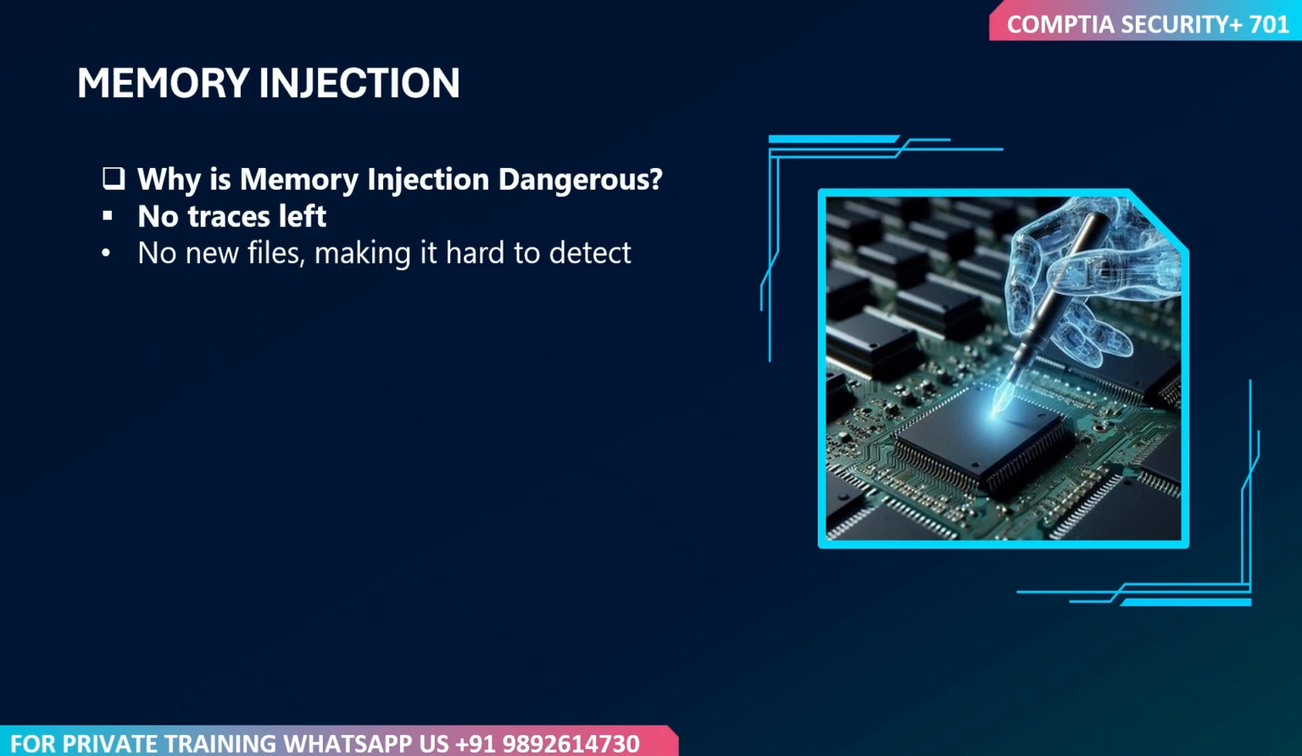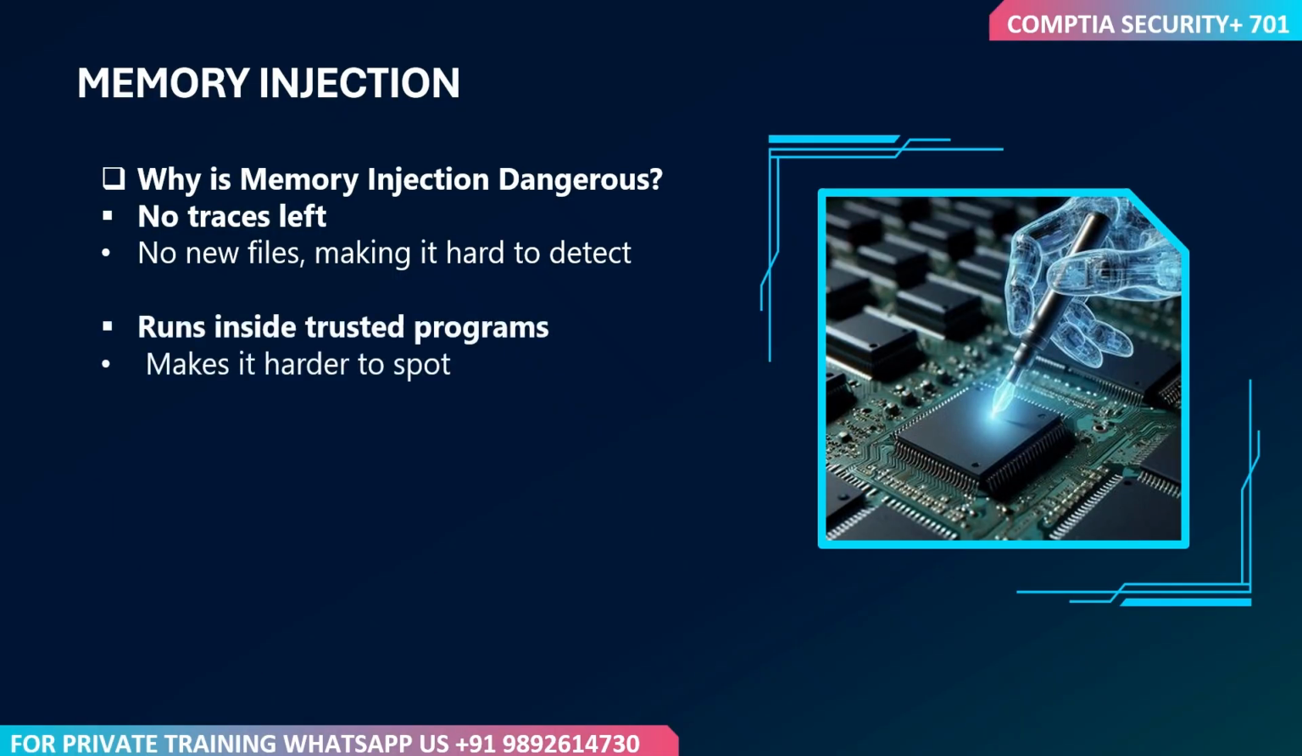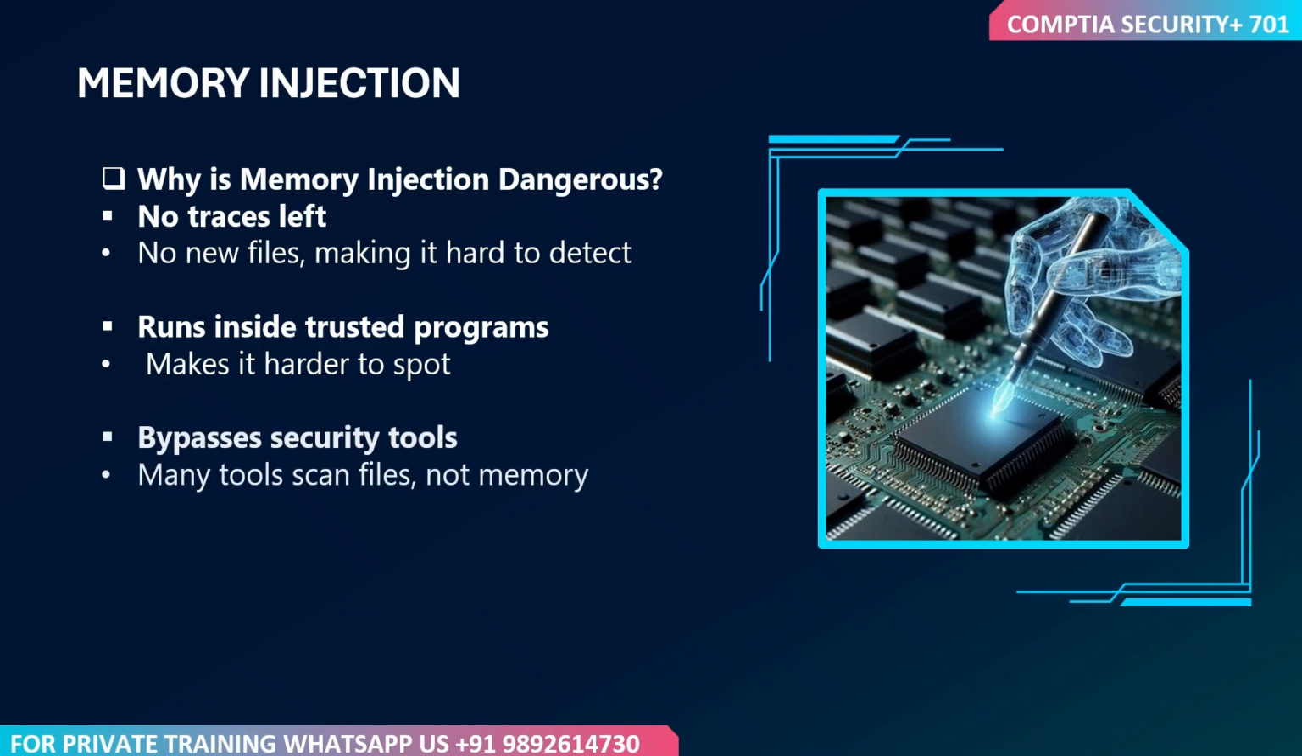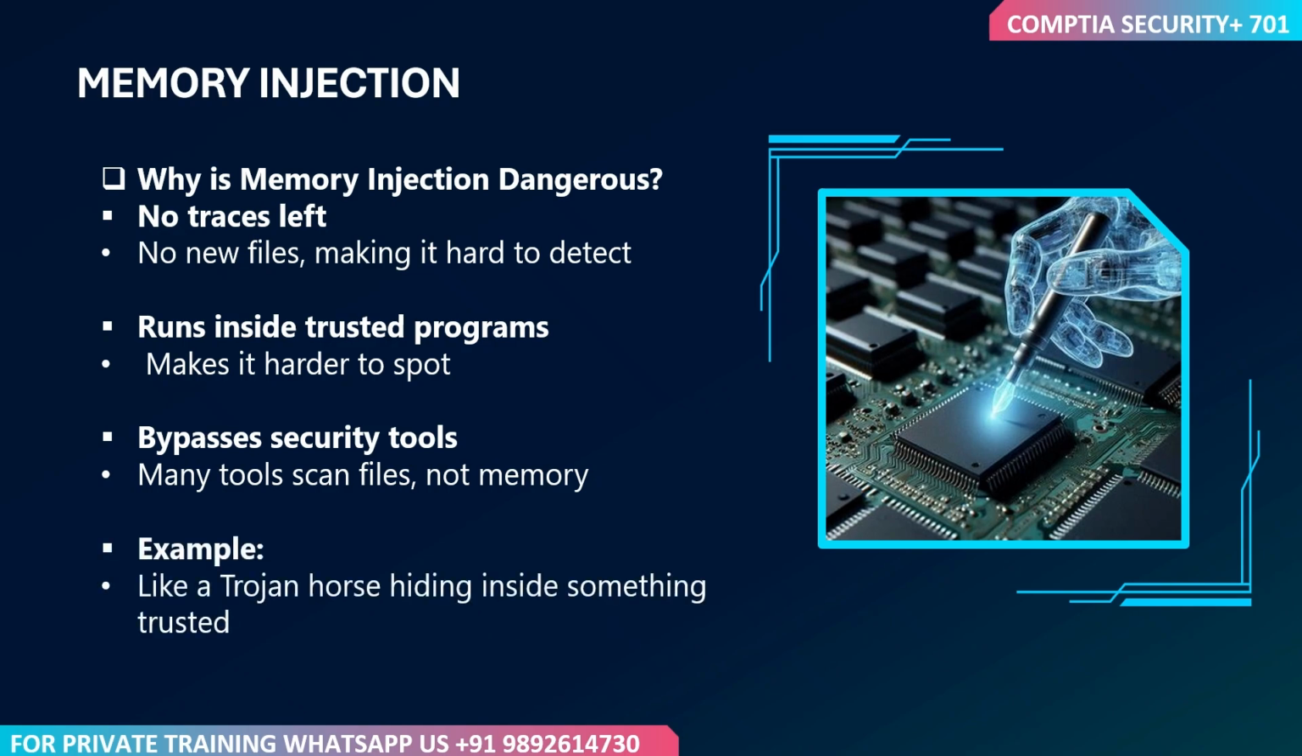Why is memory injection dangerous? Memory injection is especially dangerous because it doesn't leave traces. Since no new files are created, traditional antivirus programs might not detect it. It runs with trusted programs. Injected code runs within a legitimate application, making it harder to identify. It can bypass security tools. Many security tools focus on scanning files rather than monitoring memory changes. It's like a Trojan horse. Attackers hide inside something trusted, making it difficult to recognize the threat until it's too late.